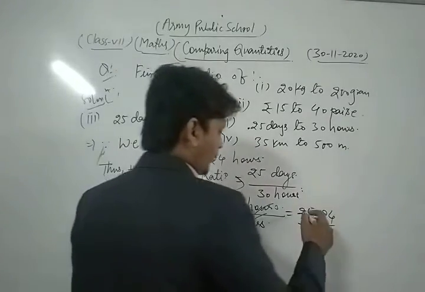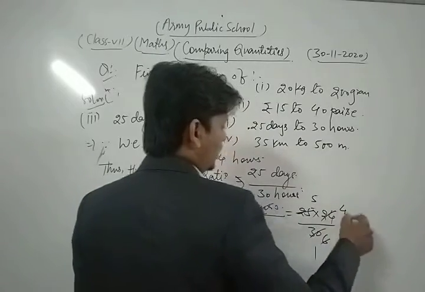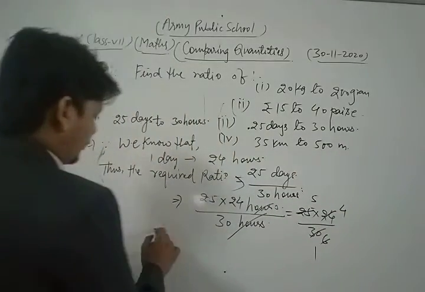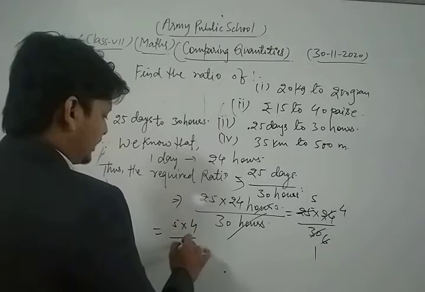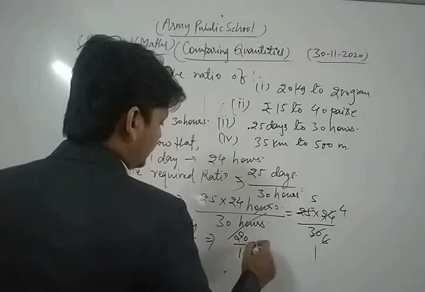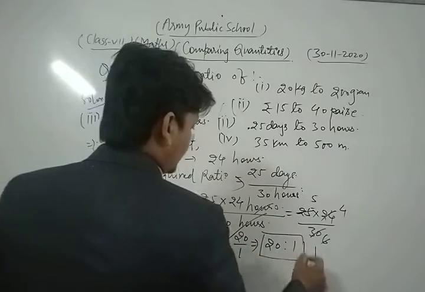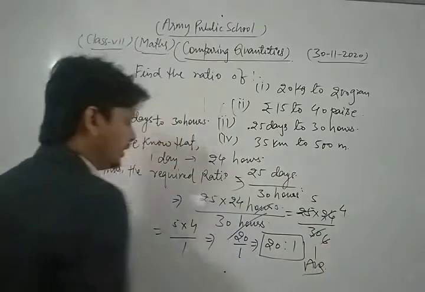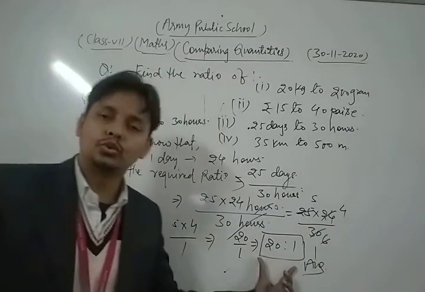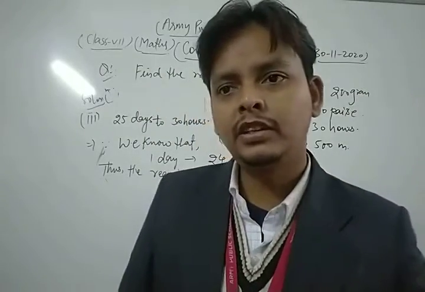Now let's see. 5 5s are 25, 5 6s are 30, 6 1s are 6, 6 4s are 24. So we get 5 into 4 divided by 1. So we get 5 4s are 20 upon 1. Thus the required ratio is 20:1. So in this way 20:1 is our required solution of the given question.